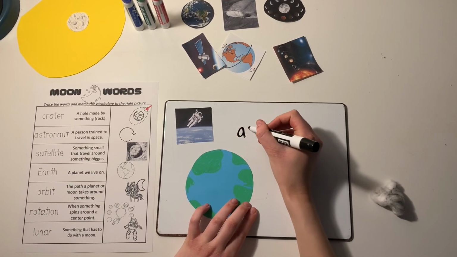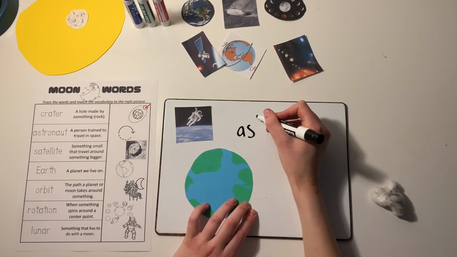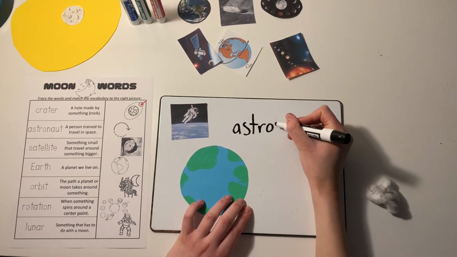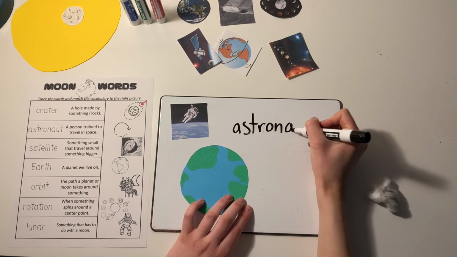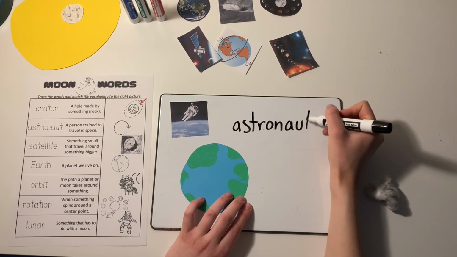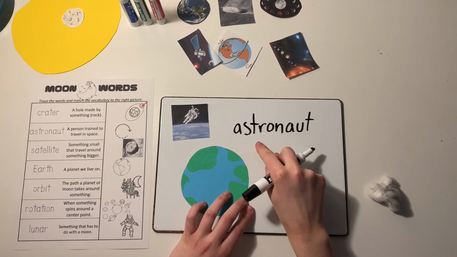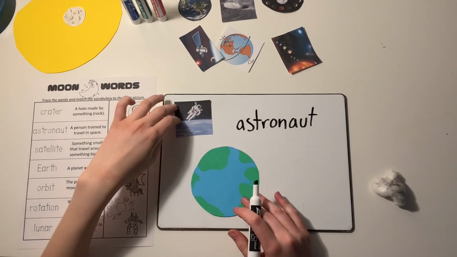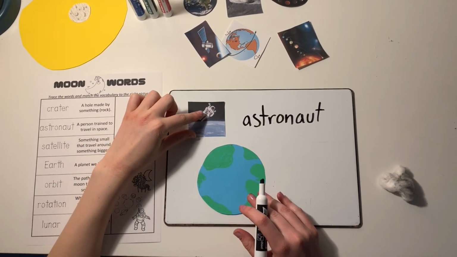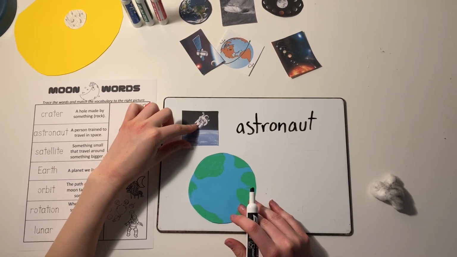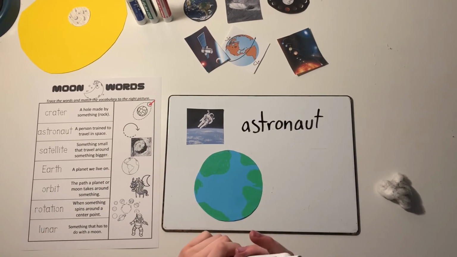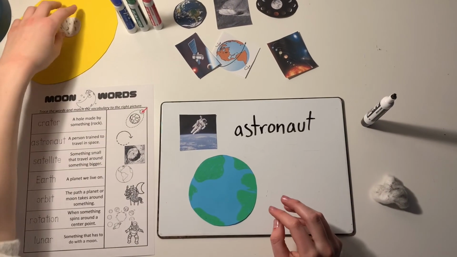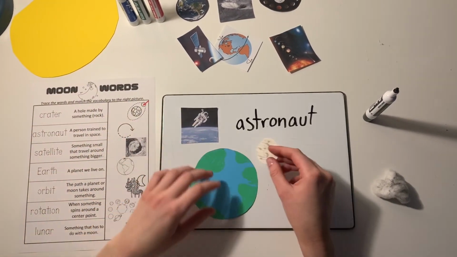So it's going to be A, S, T, R, O, N, A, U, T. Astronaut. Astronaut. That's 3 syllables. That's a lot. So an astronaut, someone looks like this. They have to get suited up to go out into outer space. And now one of the places they have gone is the moon.